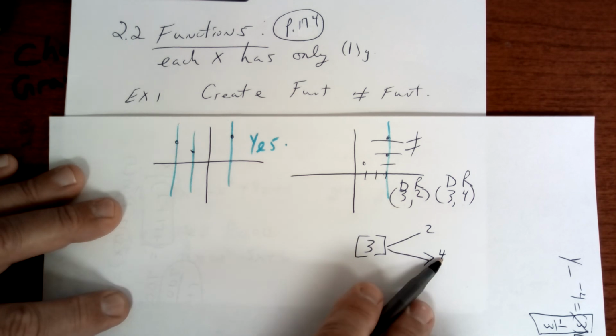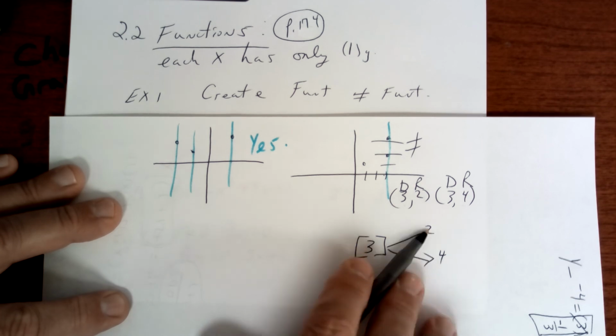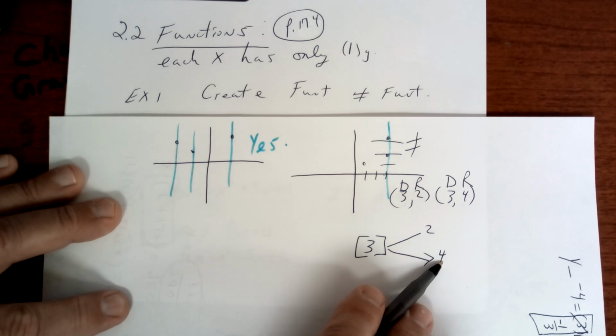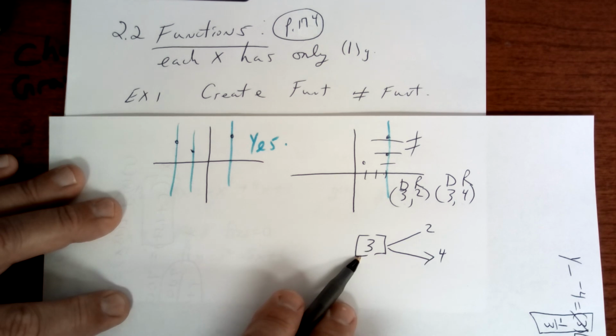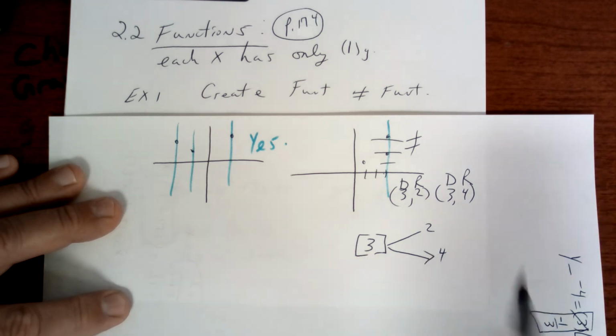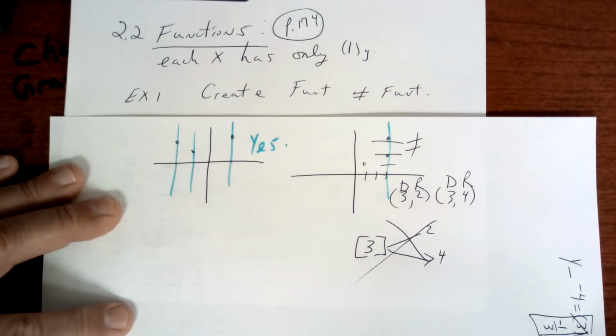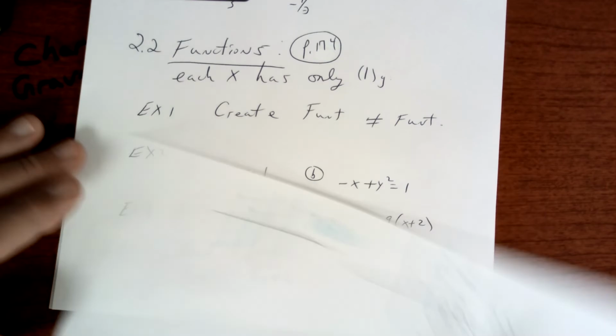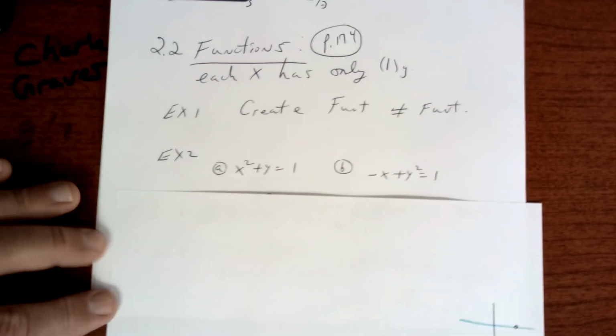Now, the converse of that is not true. The y can have the same x. That's allowed. But the x is only allowed to have one y, or range. So that is not a function. It fails the vertical line test. Let's take a look at this one right here and see which ones of these are functions.